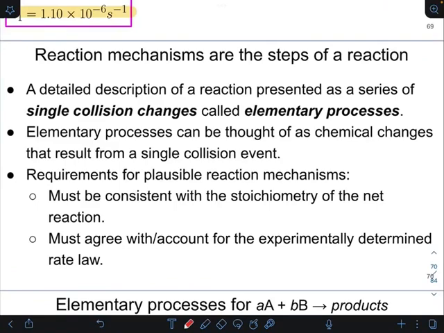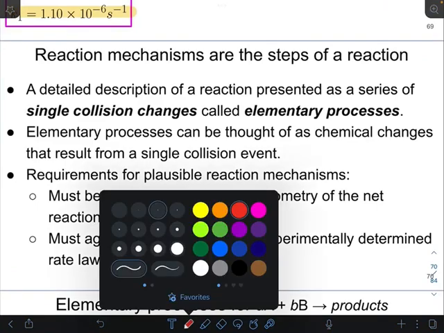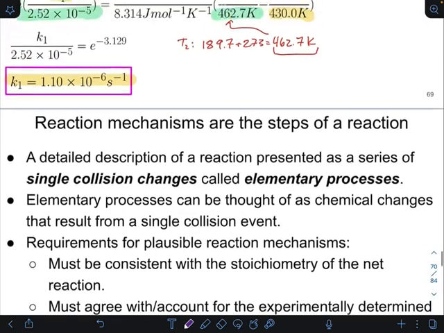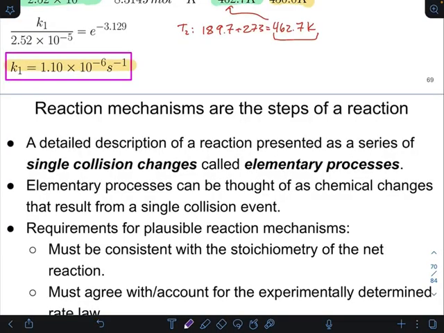The other topic in this unit is reaction mechanisms. And there's a couple things that are really important to understand. And I do not want you to get confused with the beginning part of this unit. So far, what we have seen is that rate laws are experimentally determined.